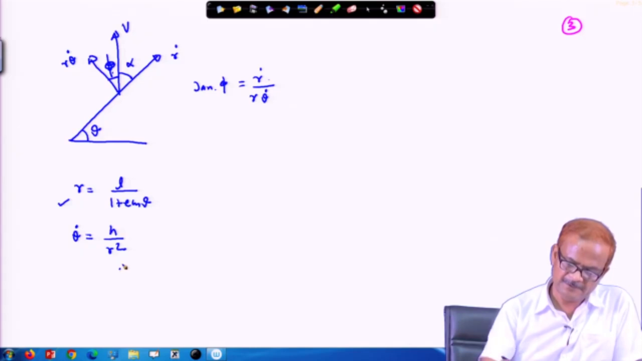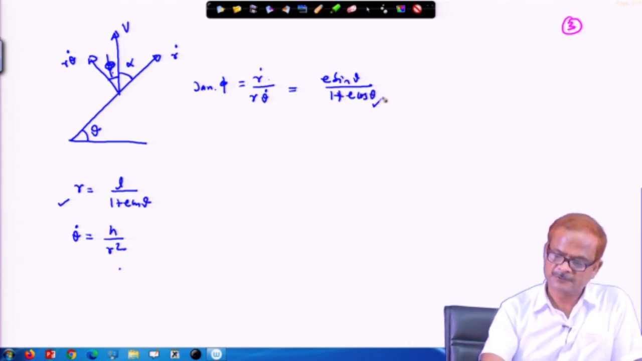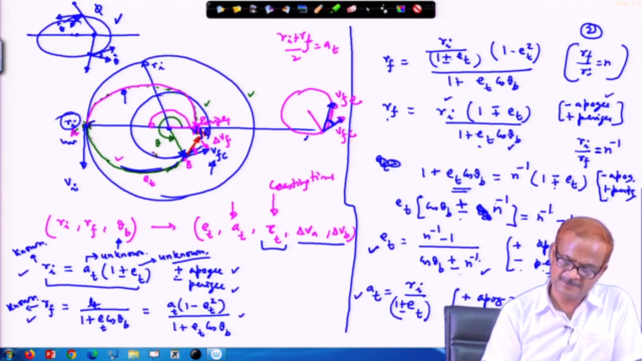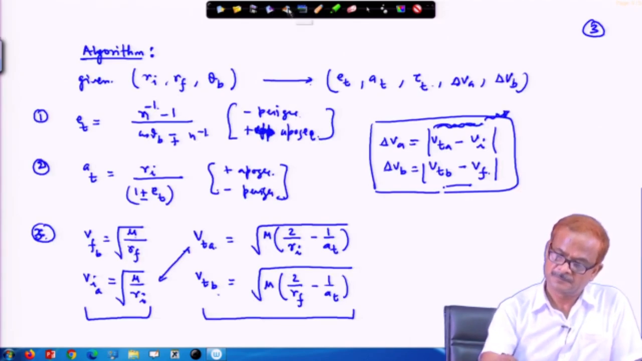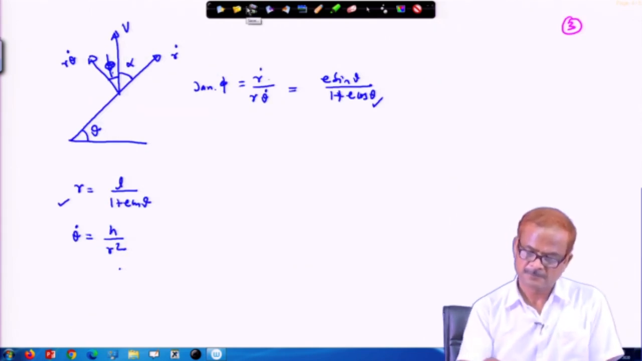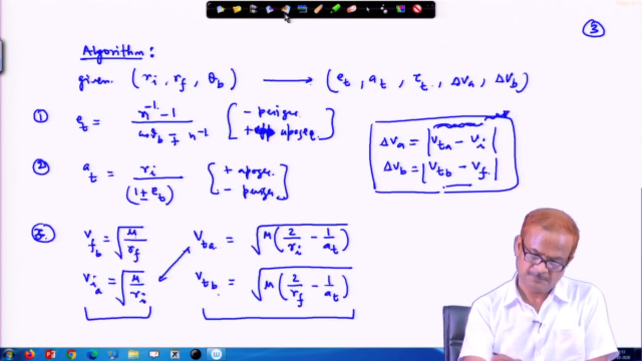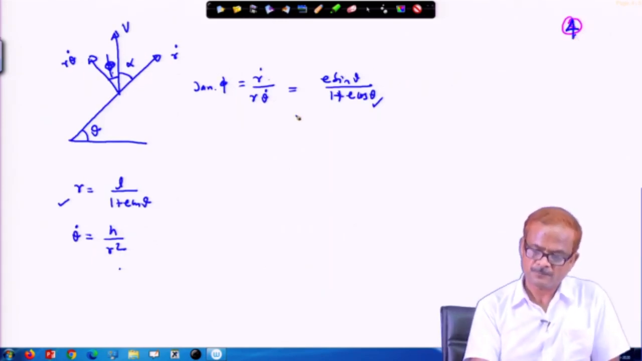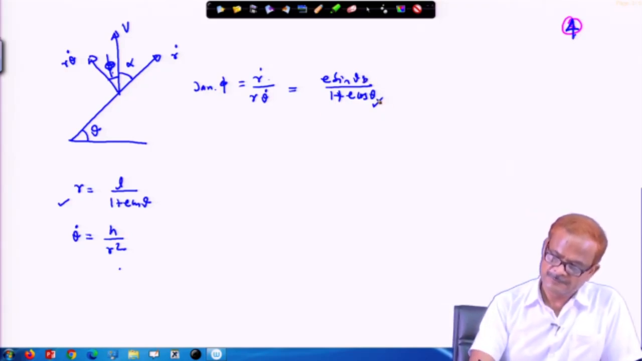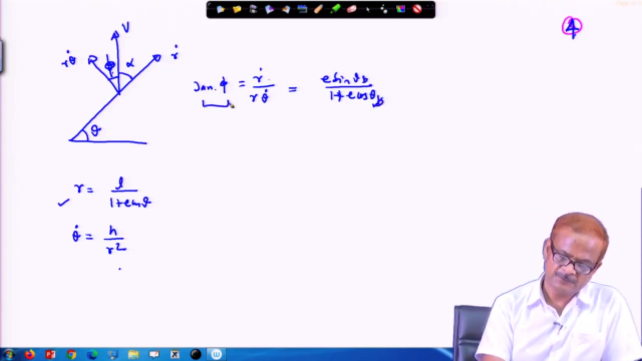Using this we have written the result, and this can be written as e sin theta divided by 1 plus e cos theta. So, if you know theta, the true anomaly, which in this case is theta b, you just need to insert this theta b. That gives you the phi value.